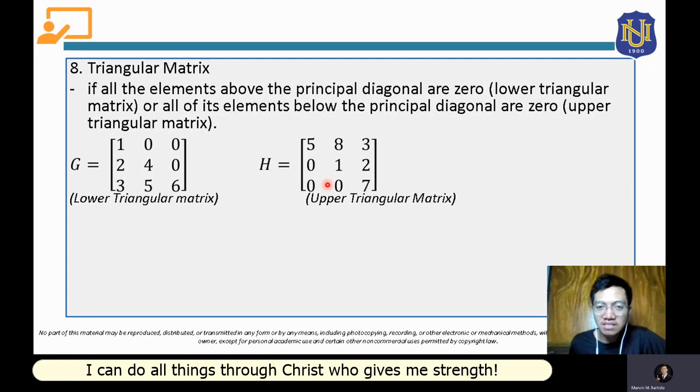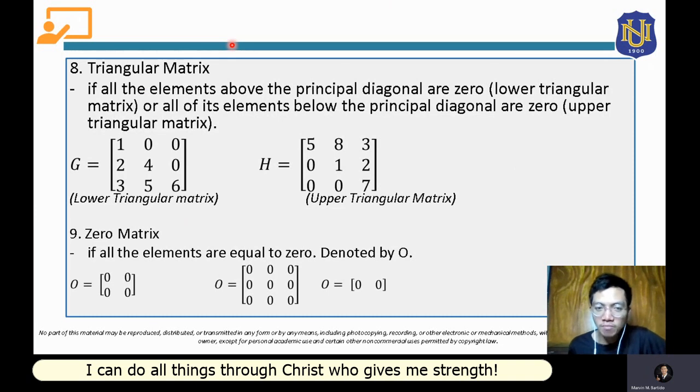Now for matrix H, since the elements below the principal diagonal are all zero, this is called an upper triangular matrix. The triangle form here is this triangle, so this is in the upper part of the matrix. That's why it's called upper triangular matrix. So these are triangular matrices.